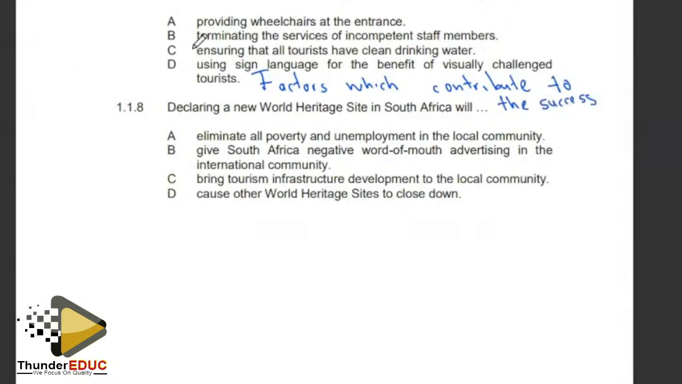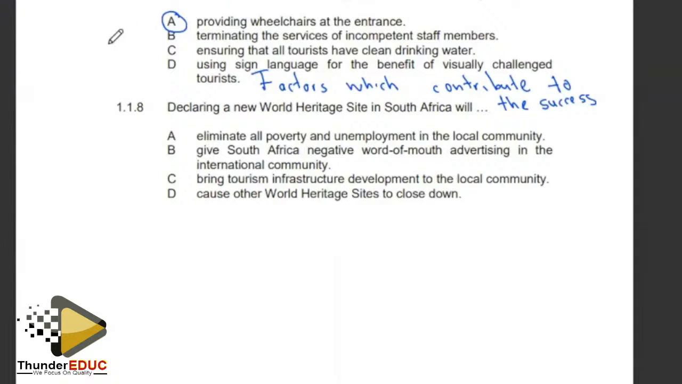So the fact that Ushaka Marine caters for people with disabilities, how do they do that? How do they cater for the needs of people with disabilities? They do that by providing wheelchairs at the entrance. They provide wheelchairs for people who are handicapped or wheelchair bound, so that they can navigate the attraction, or move around the attraction. So the correct answer for 1.1.7 would be A, providing wheelchairs at the entrance.